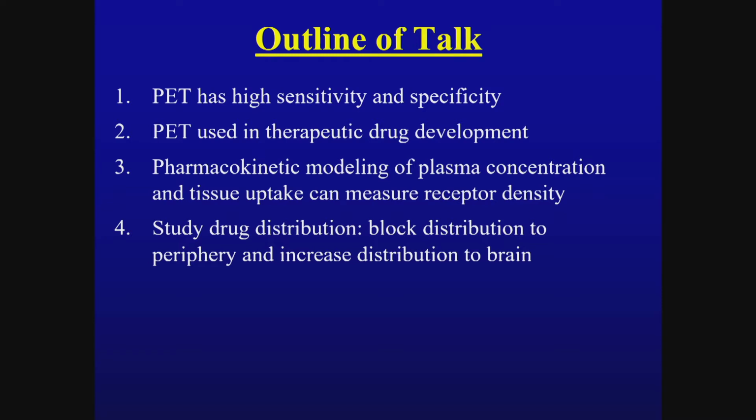Distribution, by the way, is the reversible transfer of drugs from the plasma to the tissue and back. So if it's distributed, the drug goes to the tissue and then comes back to the plasma. And the specific example is one where you can block the distribution to the periphery and increase the distribution to the brain.